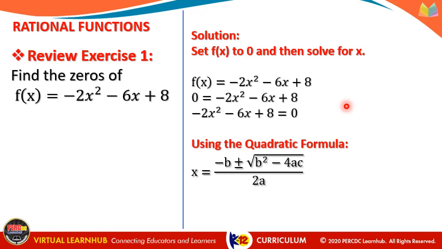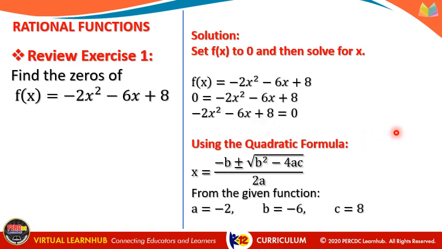Hindi ba? To get one of the roots, that is equal to negative b plus square root of b squared minus 4ac over 2a. To get the other root, ang gagamitin mo naman is minus. Ano ulit ang b? B is the coefficient of x. In this case, it's negative 6. A is the coefficient of x squared. In this case, it's negative 2. And C is the constant term, which is positive 8. So again, from the given function, A is negative 2, B is negative 6, and C is positive 8.